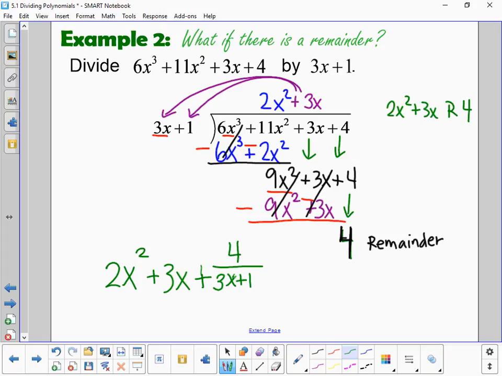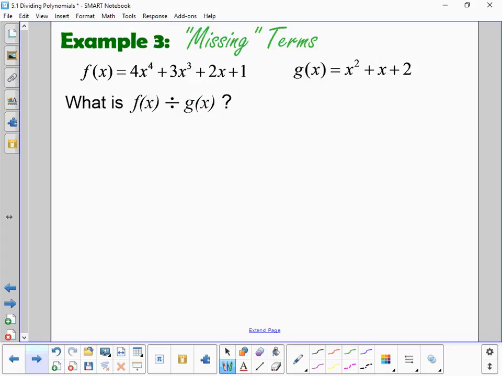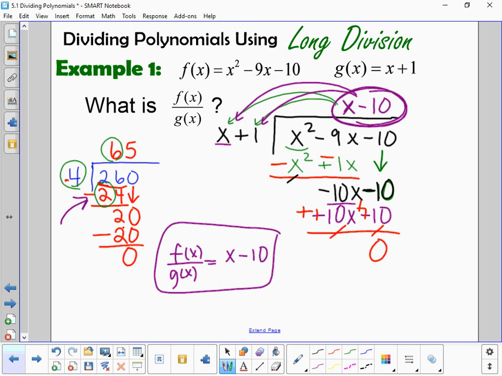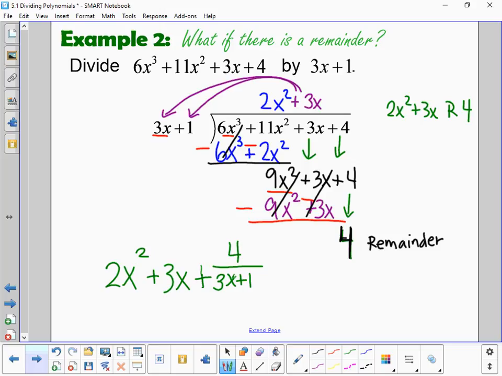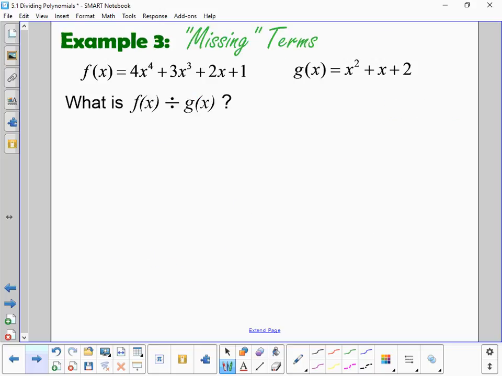Okay, let's try one more of these. We would like to divide f of x by g of x. And I hope you notice I showed you a lot of different ways this could be written. Sometimes you'll see it written like fraction form, that means divide. Sometimes it'll just tell you divide this by this in words, and sometimes you'll see it with the division symbol. Those all mean the same thing. So we want to divide 4x to the fourth plus 3x to the third plus 2x plus 1 by x squared plus x plus 2.